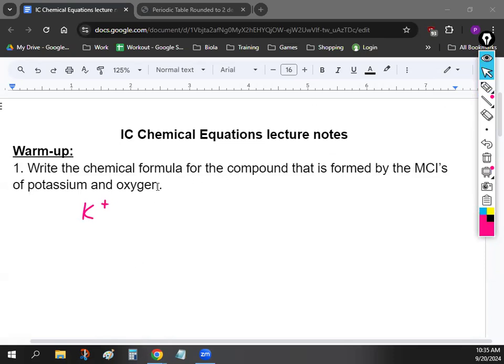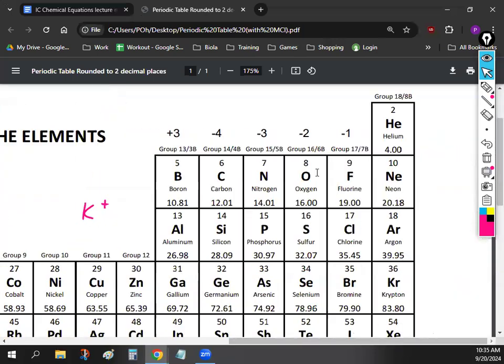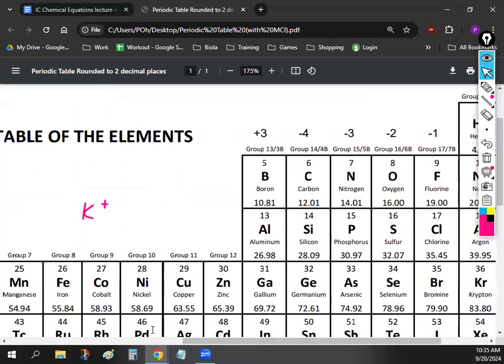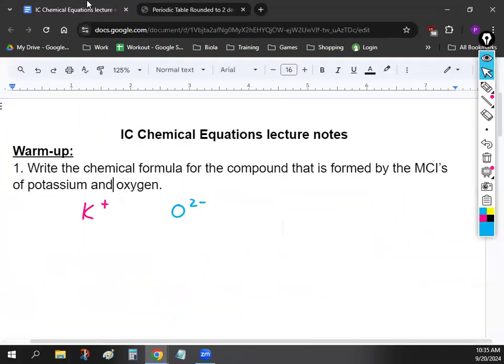All right, next we're going to look for oxygen. So if we look at oxygen on the periodic table, we're going to go to the right side. And hopefully you guys can see that oxygen is -2. So the ion that oxygen is going to want to form is 2-. All right, any questions on the ions that they want to form? Okay, again, just follow the pattern that we learned last time on your periodic table.